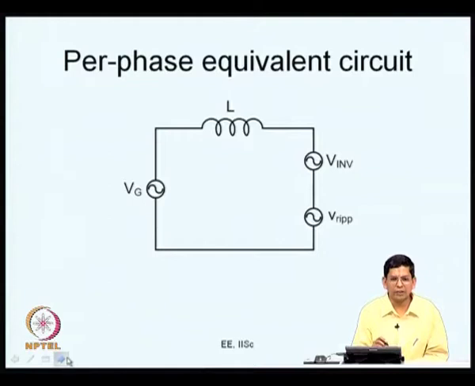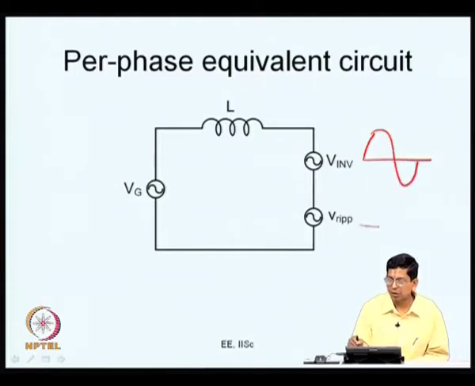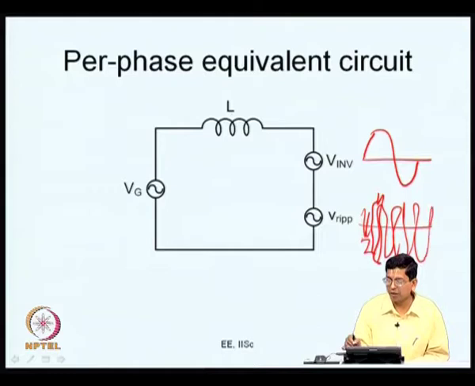Even if you look at 3 phase, the per phase equivalent circuit is something like this. You have the grid voltage, this is the per phase grid voltage, and this is the per phase inductance. If you look at the per phase voltage of the inverter, it can be divided into two. One is the sinusoidal component, the other one is a ripple component. You have ripple voltage on this. I am not drawing it very neatly, but you have some voltage like this.